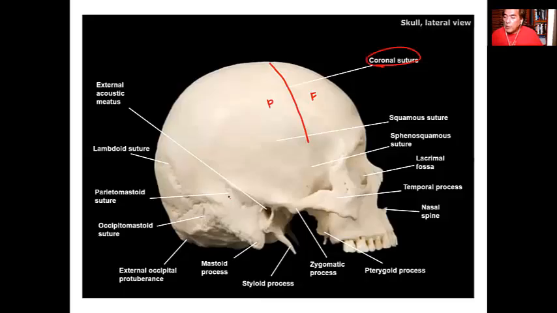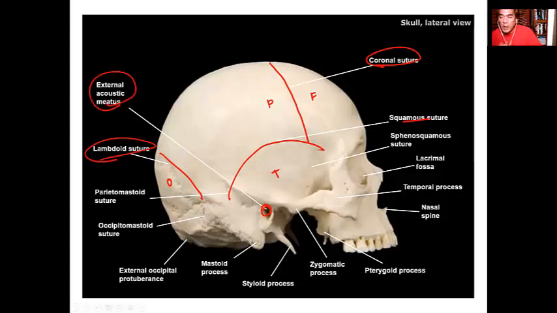The one that separates the temporal and the parietal is the squamous suture. And the one that separates the occipital and the parietal is the lambdoid suture. And there are minor sutures that you see, parietomastoid, okay, but you just know the four basic sutures. The hole that you see here in the temporal bone, that's your ear canal, the external acoustic meatus.